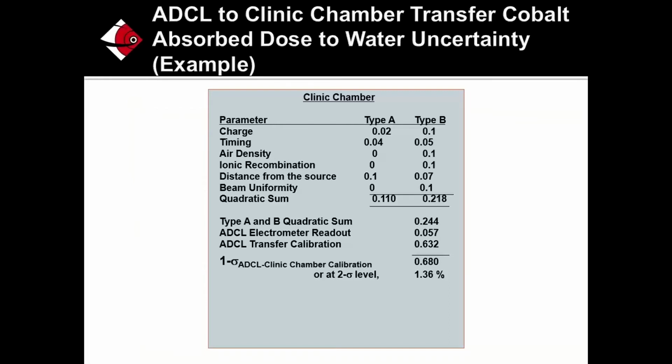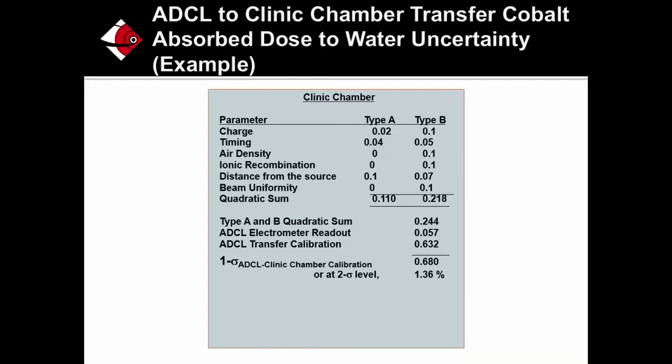This is just an example of ADCL to the clinic chamber transfer. This is uncertainty of your chamber when it comes. And we list the charge, the timing, air density, and so on. Each of these is listed as type A, the measurements that we made, or the type B values. And then the quadratic sum is the square of all the type A's and all the type B's, type A and B, quadratic sum, squaring and taking the square root. And then we add at the bottom the electrometer readout and transfer calibration. The electrometer readout, because this is just the chamber up to that point. And then basically we find the K equals 1 value, and then multiply by 2 for K equals 2. 95% of your values would lie within 1.36%.